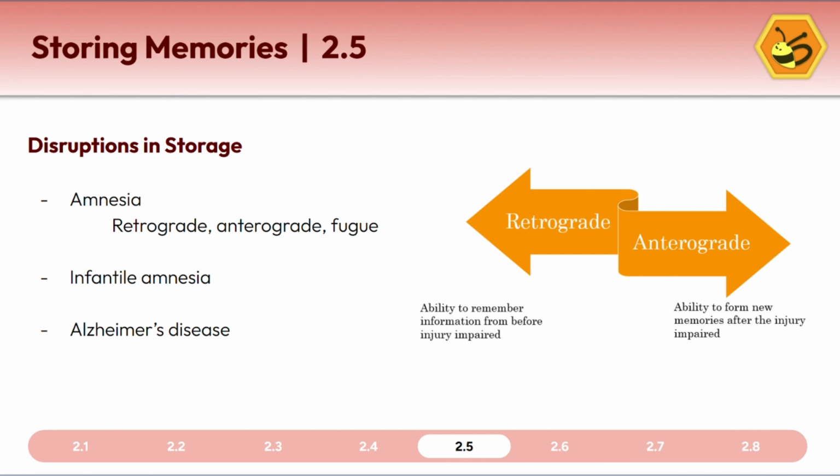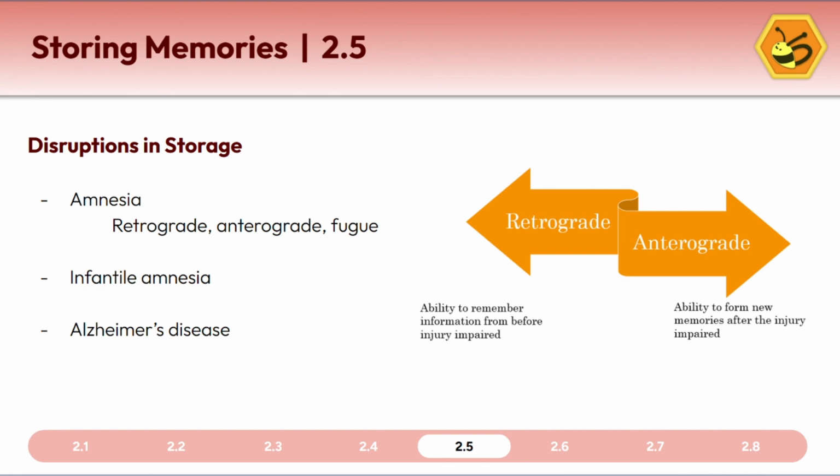Anterograde amnesia is where someone loses the ability to form new memories. Fugue, I'm pretty sure that's how it's pronounced, is a really rare type of dissociative amnesia where someone loses all sense of personal identity and they travel to a new place. Typically, it lasts just as an episode and is a result of trauma or intense stress. Infantile amnesia describes our inability to remember things that happened in our early childhood. So we can't really remember stuff that happened to us until we were like 3 or 4 years old.